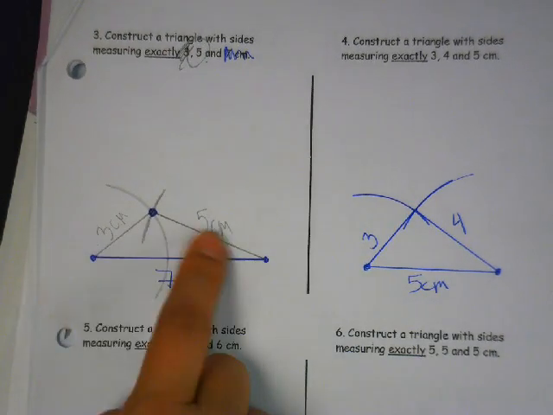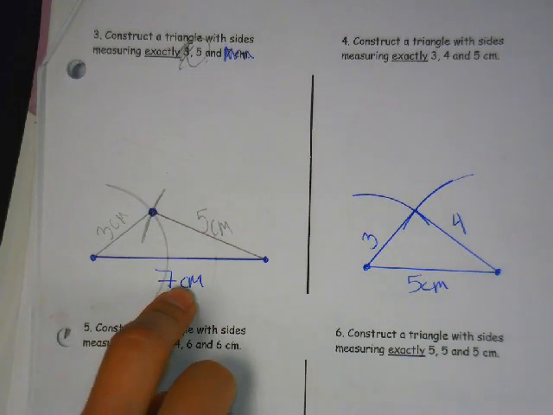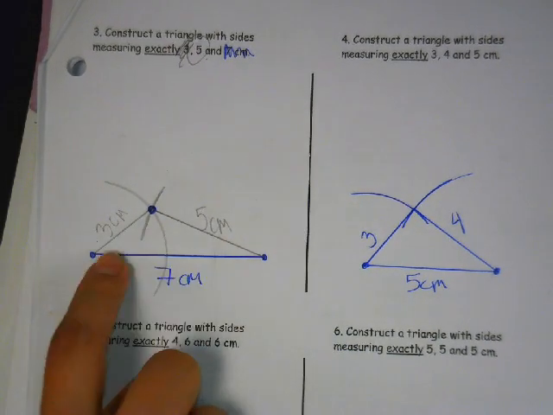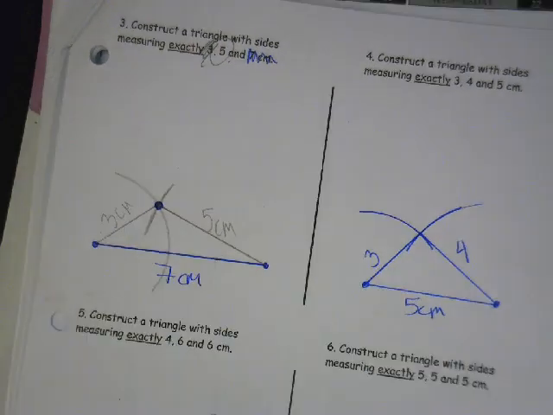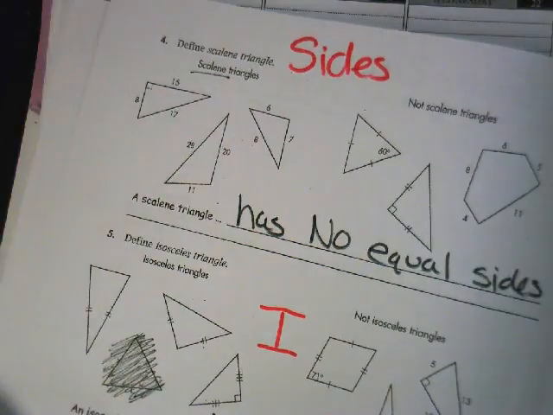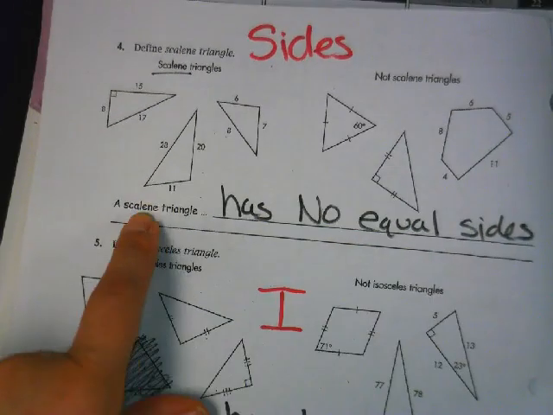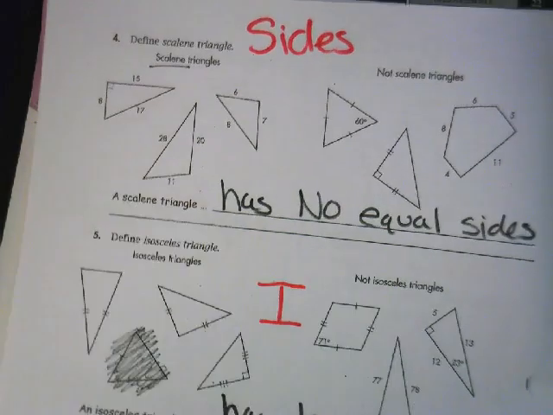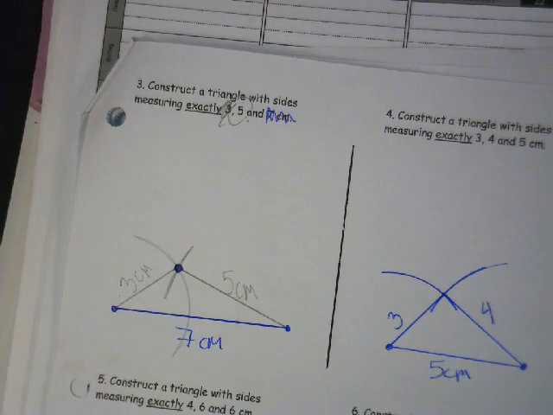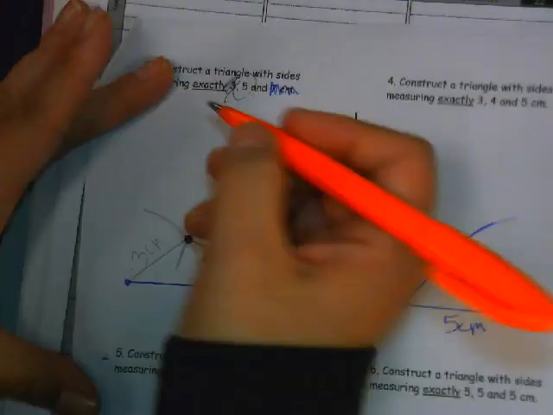All right. This one. Look at the sides: 3, 5, 7. Are any of the sides equal? No. So no equal sides. You see that? 3, 5, 7. What do you call it when it has no equal sides? Scalene. So what do we call this triangle? Scalene.